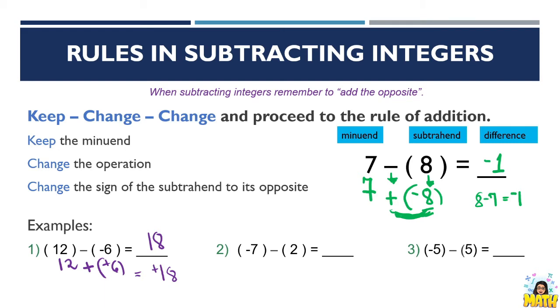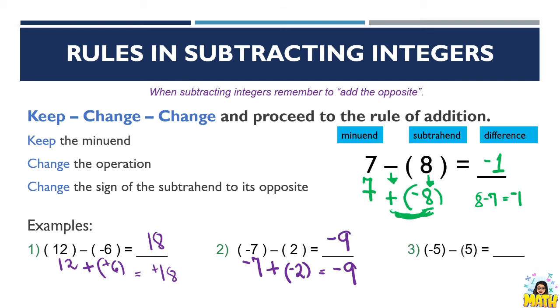Next, negative 7 minus 2. So we keep the minuend, negative 7, change the operation, and change the sign of the subtrahend. So here, this is positive 2, we change it to negative 2. Now we have the same signed numbers. So we just add them and copy their common signs. Therefore, the answer here is negative 9.